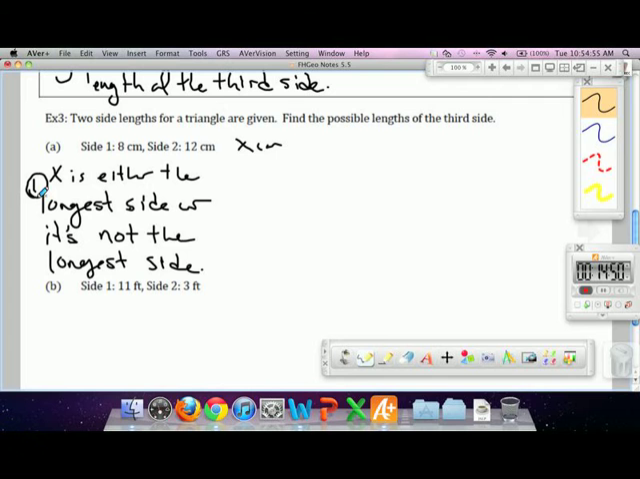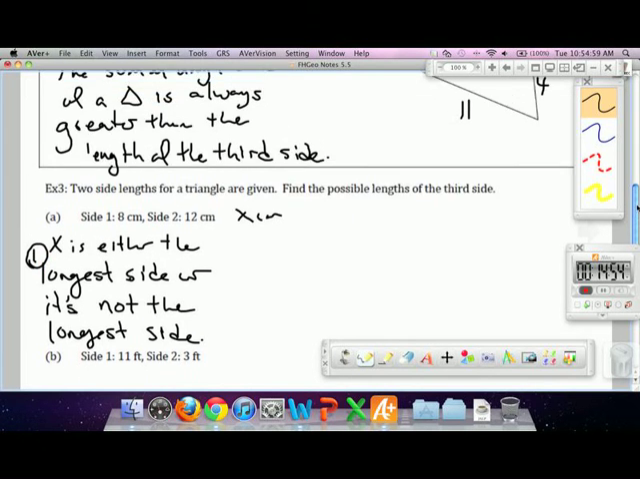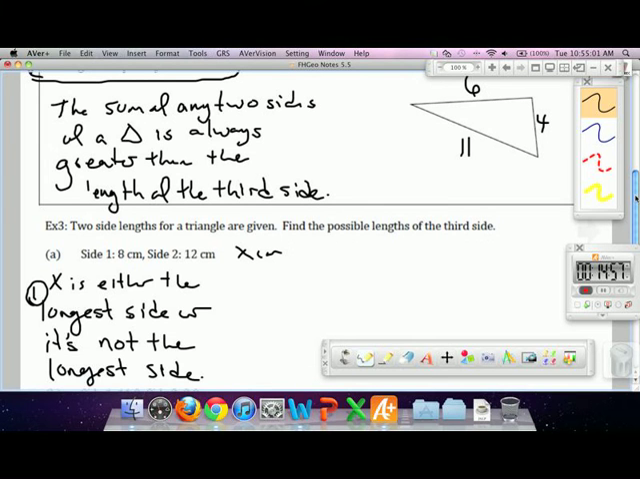So the sum of any two sides is always bigger than the third. If we take the longest side and add it to any of the other two, is that going to be bigger than the third side? Yeah, it has to be. That's not interesting. We don't care about that. What we really want to look at is if we add the two shorter sides, that's got to be bigger than the longest. That's the only case that's even interesting.